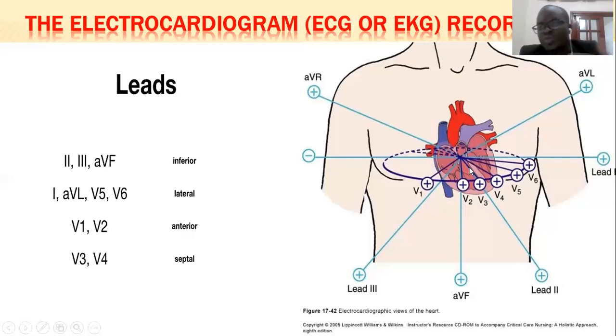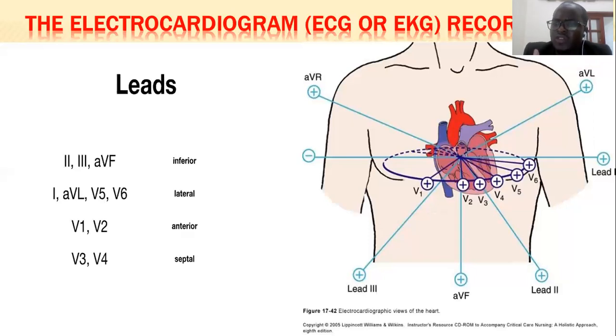So this is how you are going to group the leads depending on which part of the heart they are looking at. You have the inferior: lead 2, lead 3, and AVF. Then the lateral: lead 1, AVL, V5, V6. Then the anterior: V1, V2. And the septal: V3 and V4. With this information, when you're looking at the ECG, you'll be able to tell which part of the heart is affected.